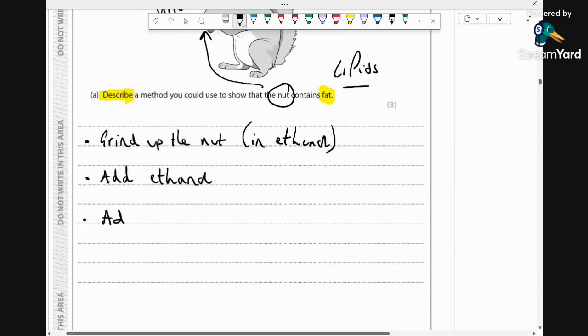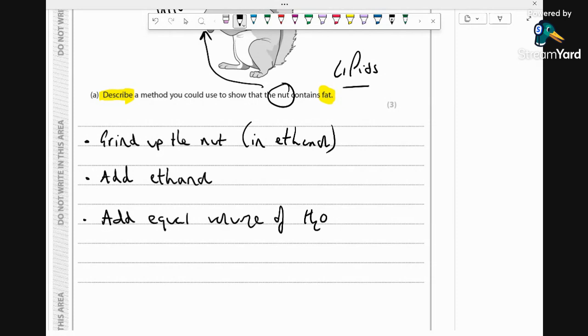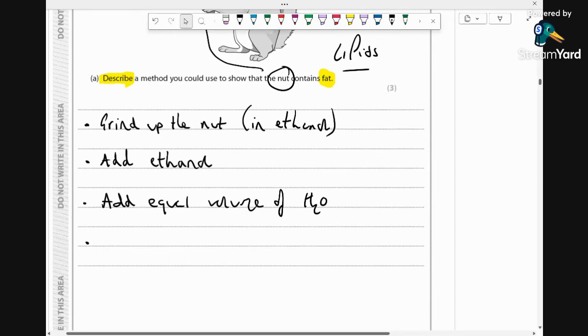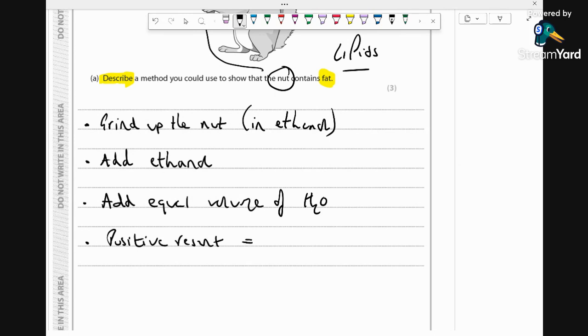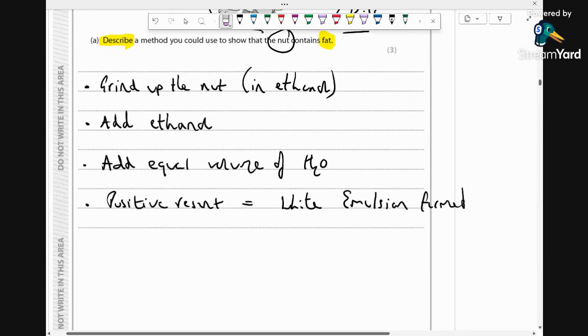We then add water, or an equal volume of water, H2O. And then, of course, with every biological test, we need to give the positive result. If fat is there, so in other words, a positive result, the solution forms an emulsion. So we get a sort of white emulsion formed. Okay, and again, the emulsion there is really important.